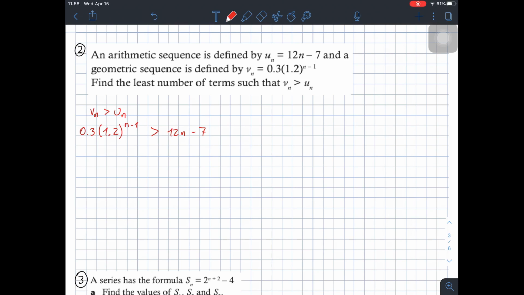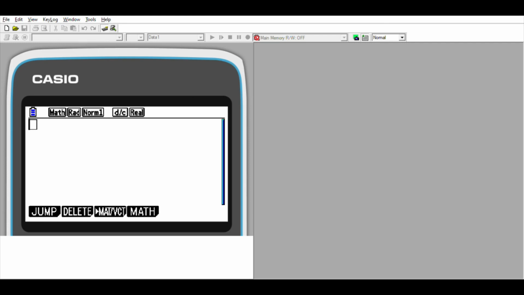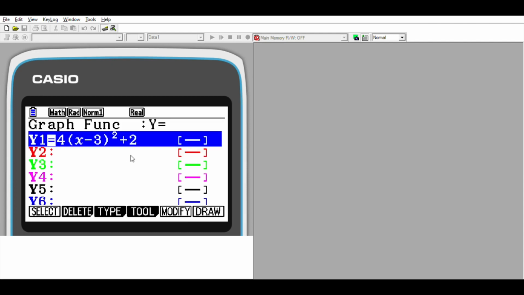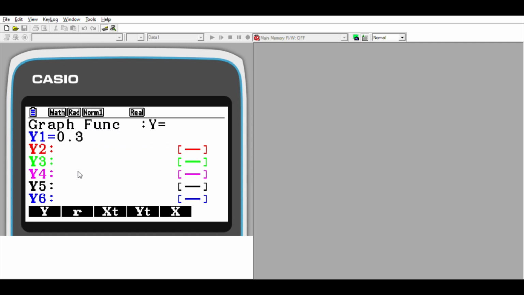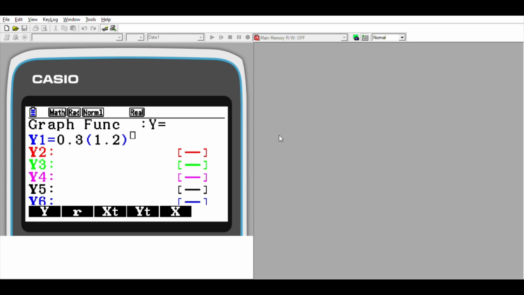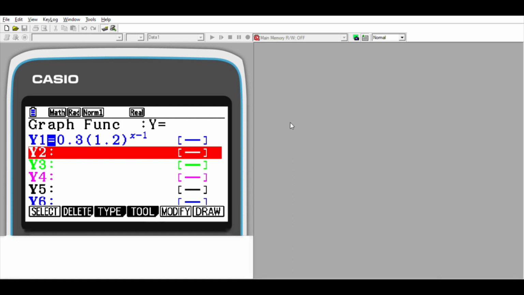In order to solve this quickly, one way is to directly graph both functions in our calculator and see where they intersect. So let's do this using our calculator. This is a calculator. We need to go to menu graph, that's menu 5. And I'm going to erase this. And we're going to plug in both equations. The first equation, remember, is Vn, which is 0.3 times 1.2 to the power of x minus 1. That's our first function. And the second one is 12x minus 7.